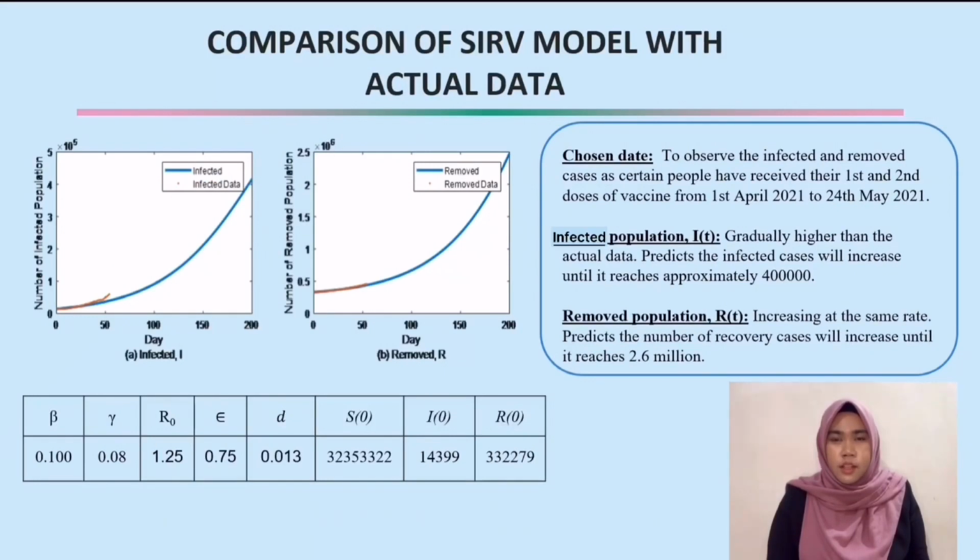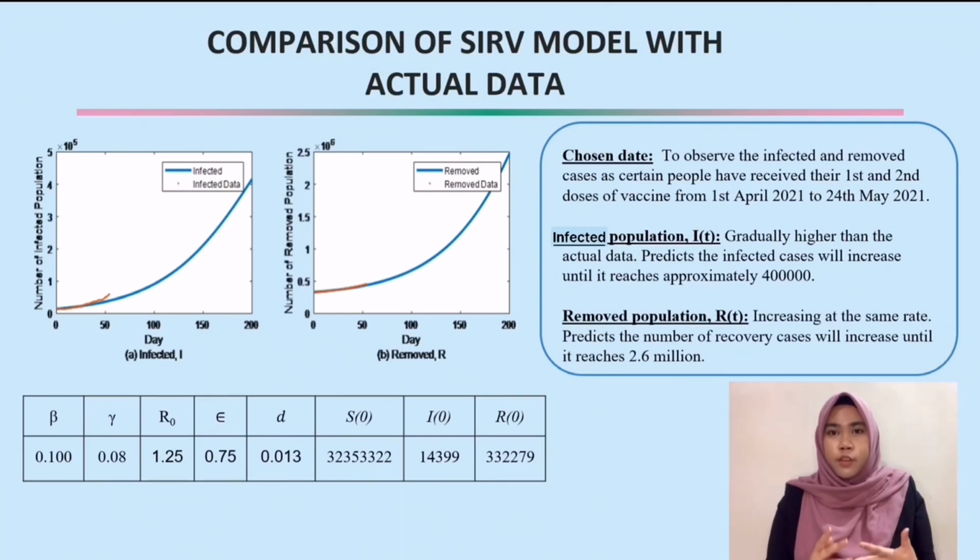The date was chosen to observe the infected and removed cases as several groups of people have received their first and second doses of vaccine from 1st April 2021 to 24th May 2021. Based on the graph, it shows the prediction growth curve of both infected and removed are similarly aligned to the actual data. For the removed cases, the predicted data and the actual data are increasing at the same rate, while for the infected cases, the predicted data is gradually higher than the actual data.